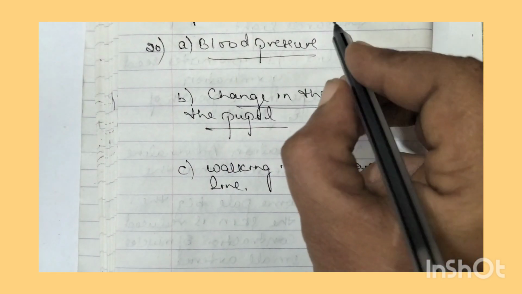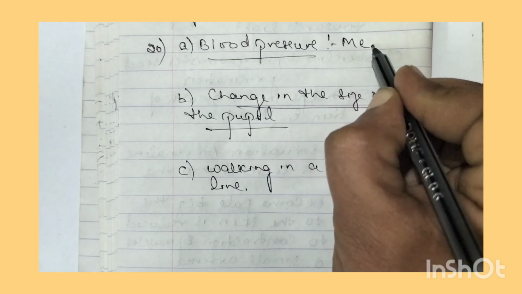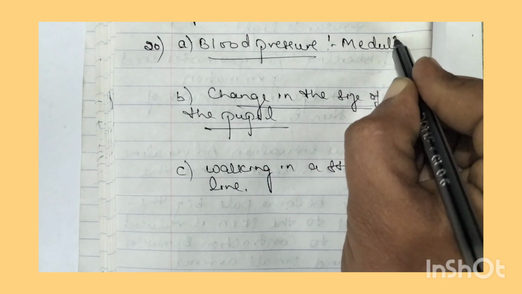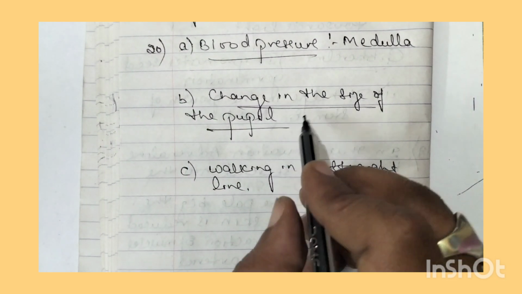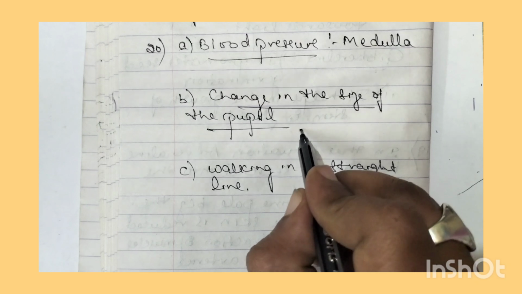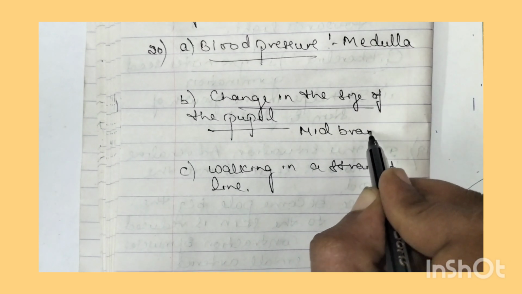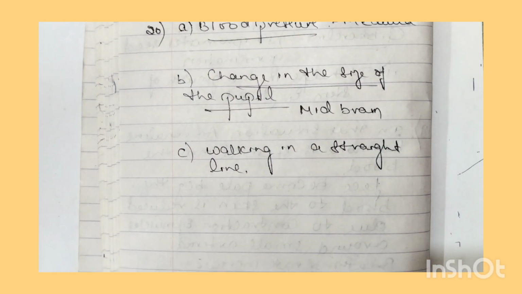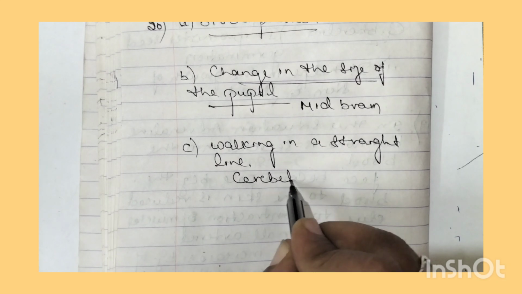So who will regulate the blood pressure? Blood pressure is regulated by the medulla oblongata, or let us write just medulla. Then change in the size of the pupil is regulated by the midbrain. Then who will control walking in a straight line? This is controlled by the cerebellum.